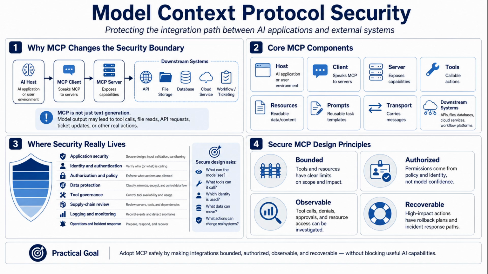Useful MCP systems must be bounded, authorized, observable, and recoverable. Bounded means tools and resources have clear limits. Authorized means permissions come from policy and identity, not from model confidence. Observable means tool calls, denials, approvals, and resource access can be investigated. Recoverable means high-impact actions have rollback plans and incident response paths. The goal is not to block MCP adoption, it is to make powerful integrations safe enough to operate.